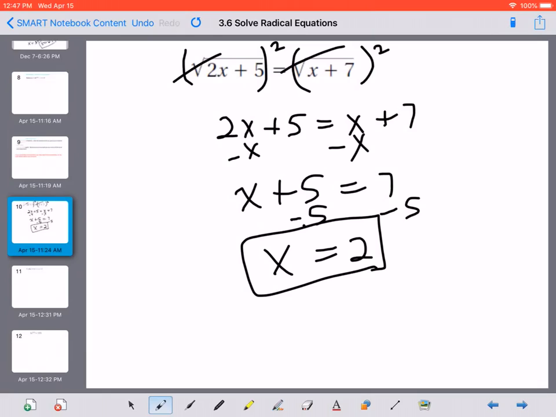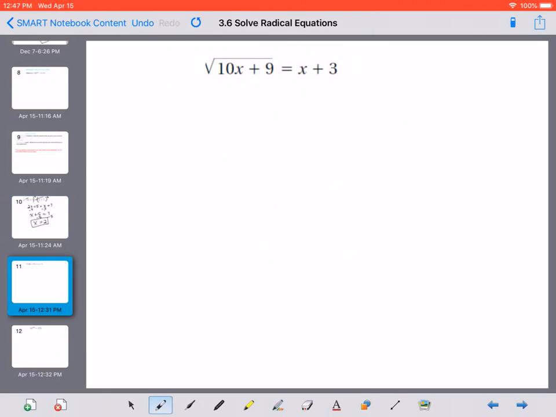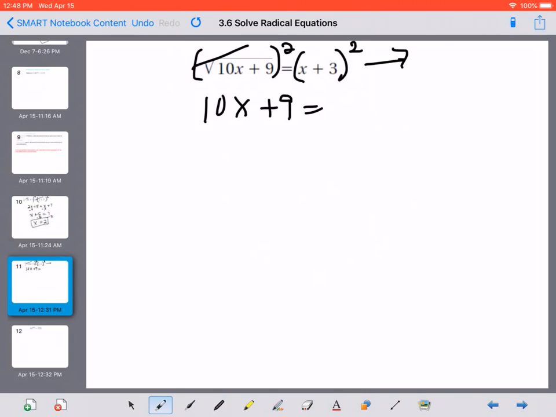Okay, one more example here. Now this one will be a little different because we want to get rid of the square root. So we're going to raise that to the 2nd power. Oh, hold on, let me fix that a little bit. Okay, we're going to raise this to the 2nd power, and also raise x plus 3 to the 2nd power. On the left, these cancel, so we're left with 10x plus 9 equals, now remember, this is x plus 3 times x plus 3. You cannot just say x squared plus 9. You'll be missing your middle term.